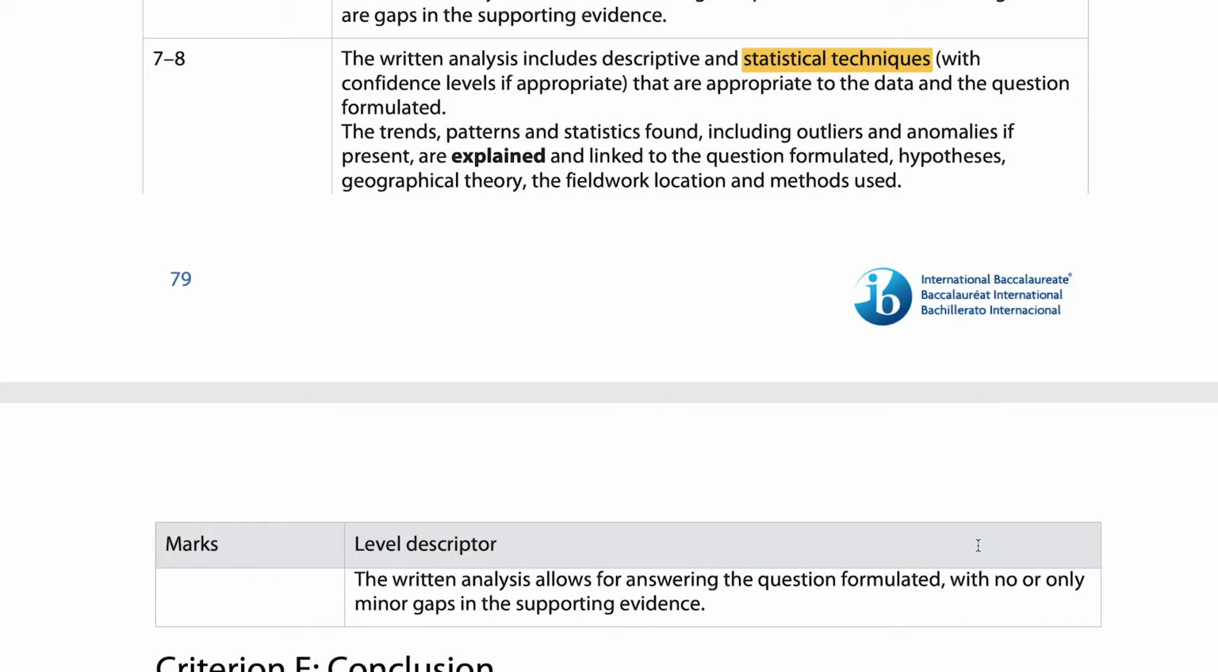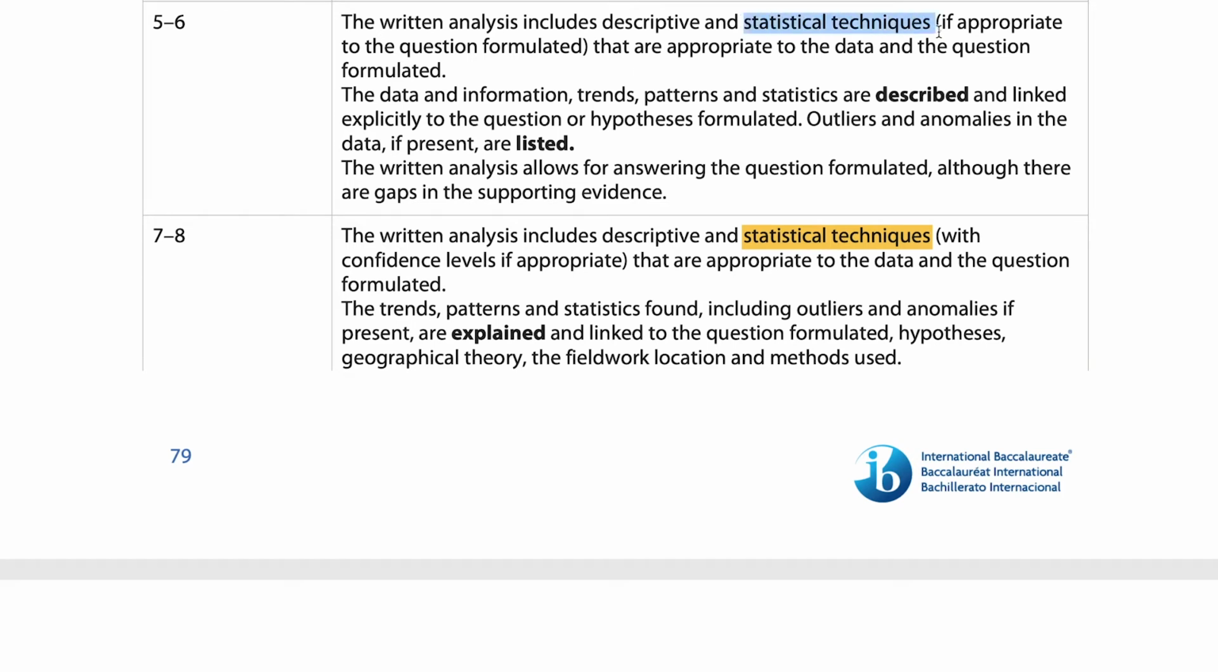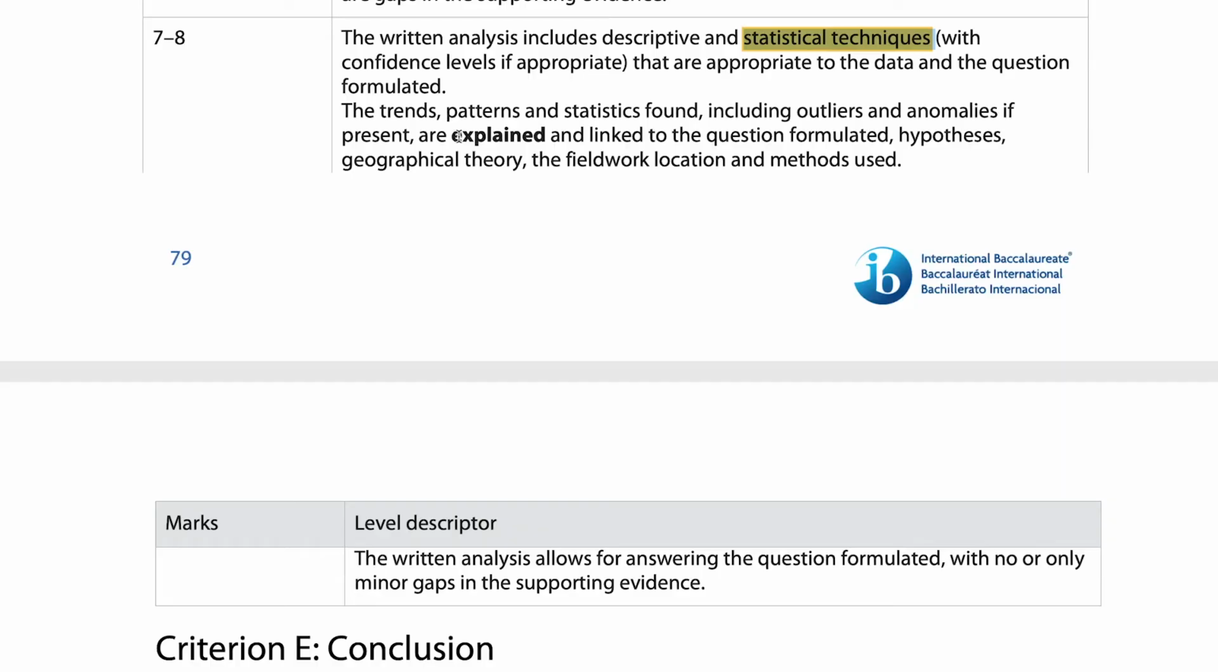So now if we go into criterion D for written analysis, we're almost there. The last criterion says the written analysis includes descriptive and statistical techniques. So notice here, it mentions in almost every single criterion that you need to include statistical techniques. Even if you're doing qualitative data, there are some statistical techniques you can use to determine qualitative data and their correlation. So make sure you use them if you want to get a top mark in criterion D. So everything is explained once again, and really other than that, there's not too much to do other than just explaining the results. Just explain what you got and why you got there.